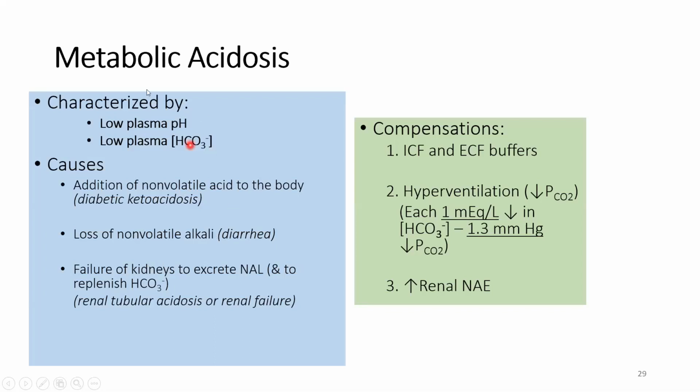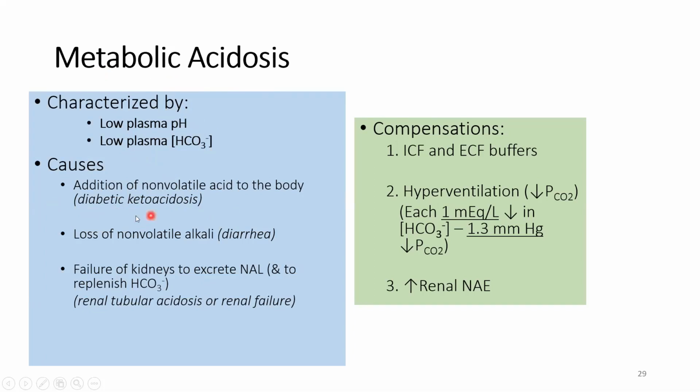So we'll start with metabolic acidosis. We know from the diagnosis lecture that it's characterized by low plasma pH and a low plasma bicarbonate. As mentioned, we'll look at the causes. We've already done quite a bit of metabolic acidosis in the diagnosis lecture, but I'll just repeat it briefly here.